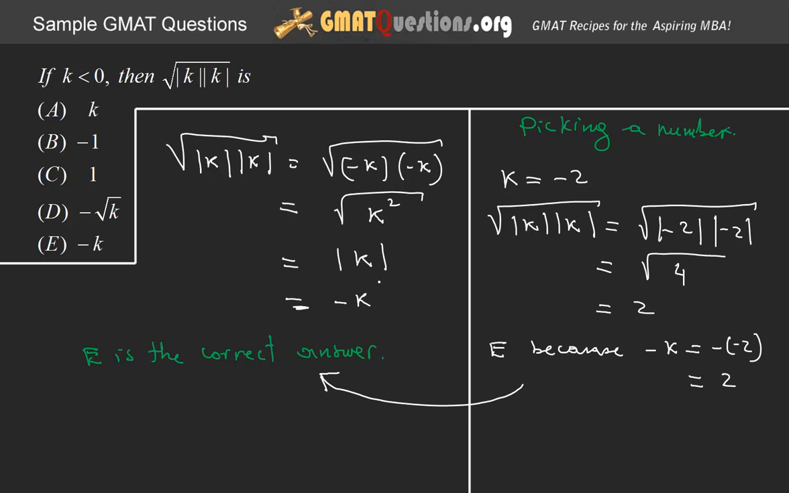So two different methods here. It is very clear that the picking a number method is faster, definitely, if you know how to do that. But it's also important to know how to do this question using the algebraic definition of the absolute value and the square root. I highly recommend you know both methods.